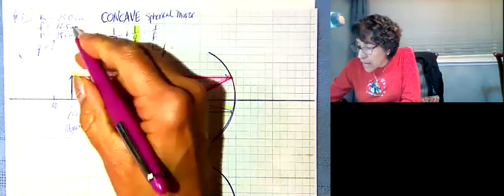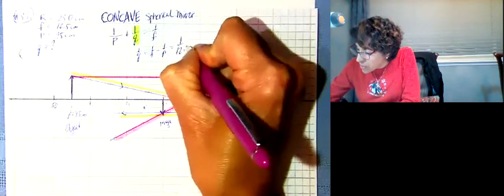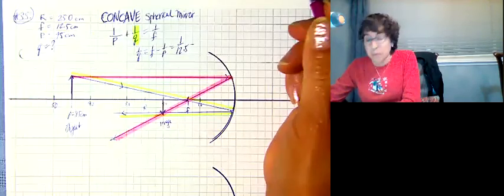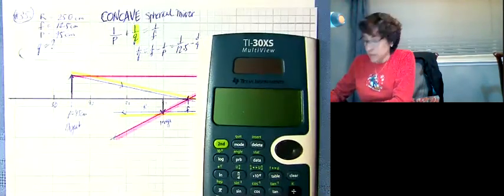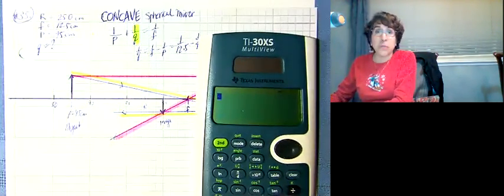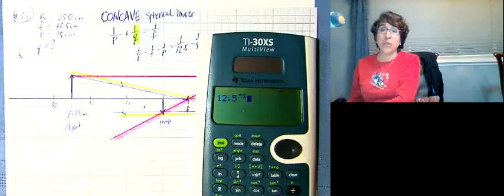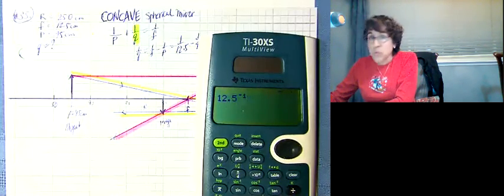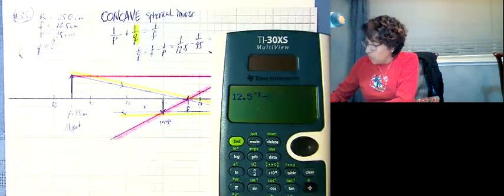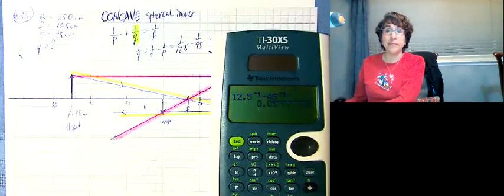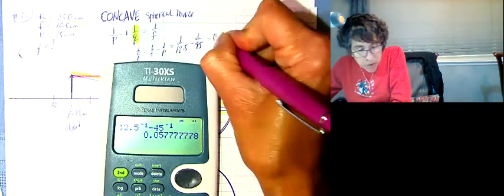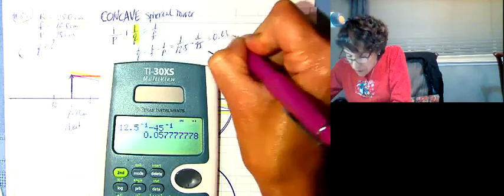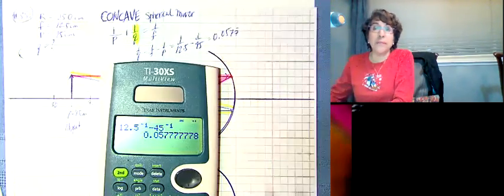So what do I have here? 1 over F is 1 over 12.5 minus 1 over P, which is 1 over 45. Now, what is that equal to? Here's my calculator. Okay, so we're going to use our inverse function. I'm going to say 12.5, give me 1 over that. There's 1 over 12.5. And then subtract from it 1 over 45. Okay, that's 1 over Q. I'll write that down. 1 over Q is this big number, 0.0577777, etc. But that's not what I want.